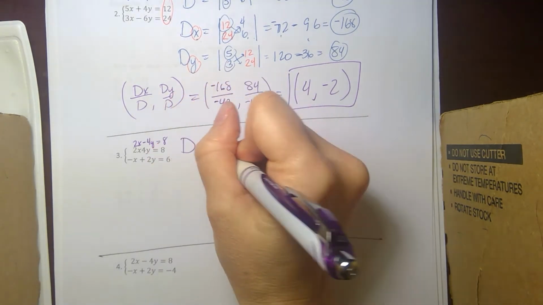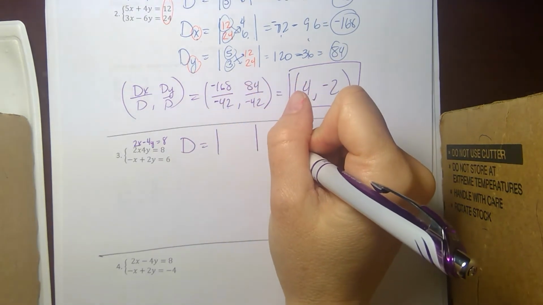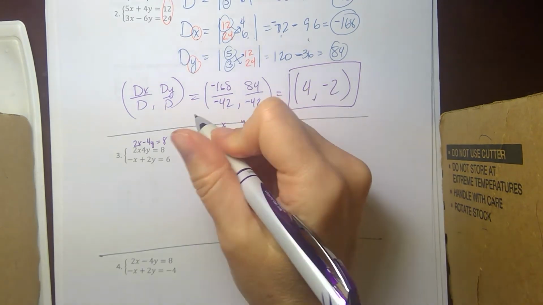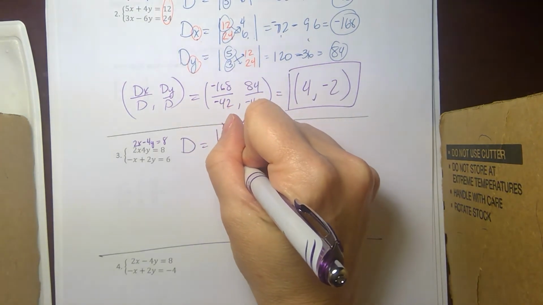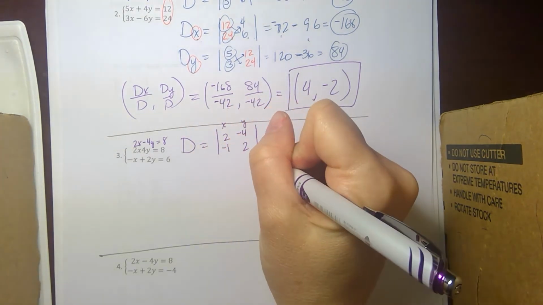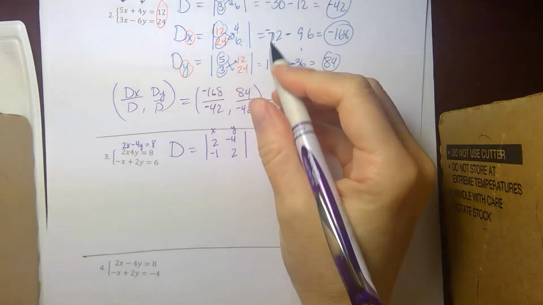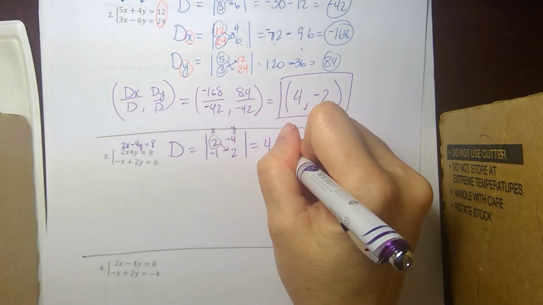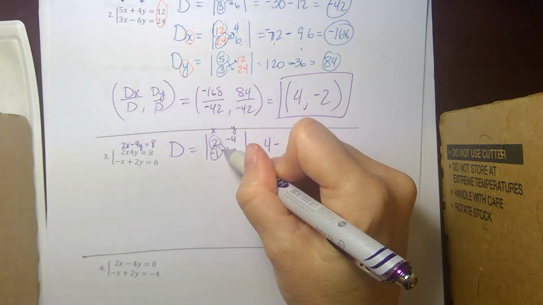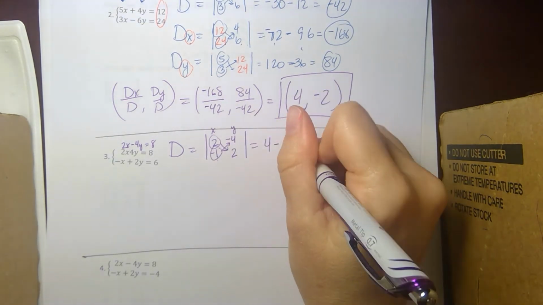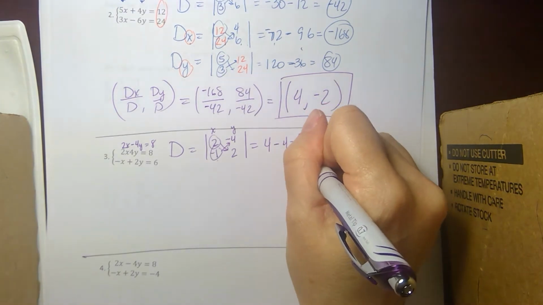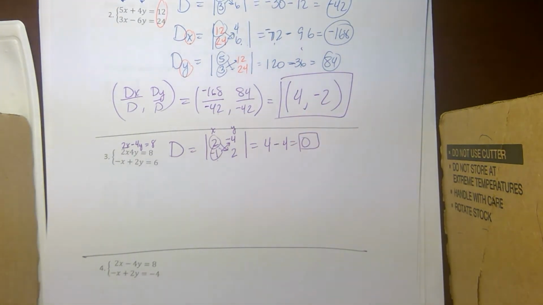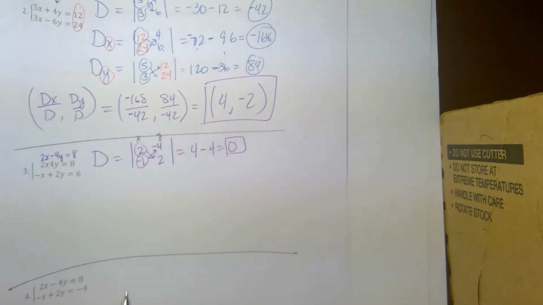I'm going to find d to make sure I can solve this system using Cramer's Rule. I use my x and y coefficients. So I have 2, negative 1, negative 4, 2. When I find this determinant, 2 times 2 is 4 minus negative 1 times negative 4, which is a positive 4. And 4 minus 4 is 0. That means that my system is either independent. No.